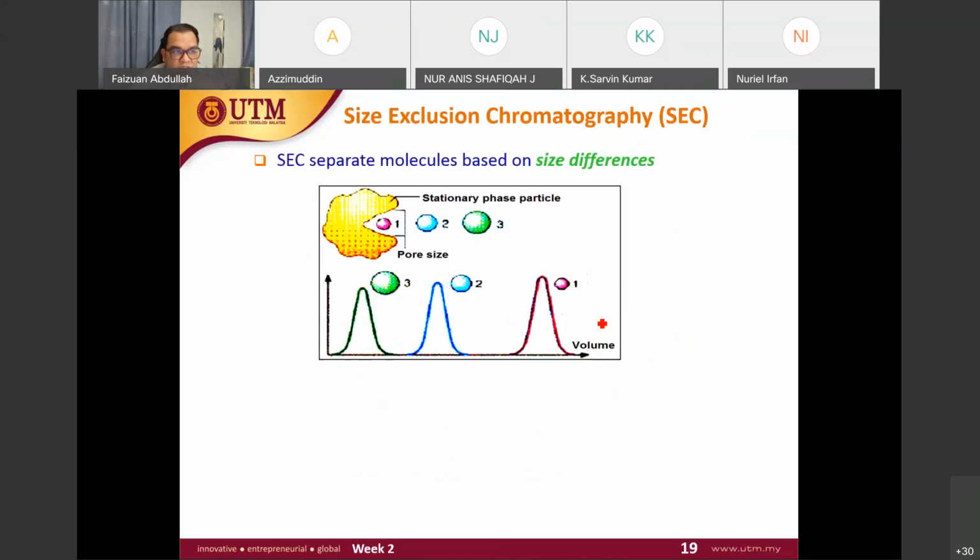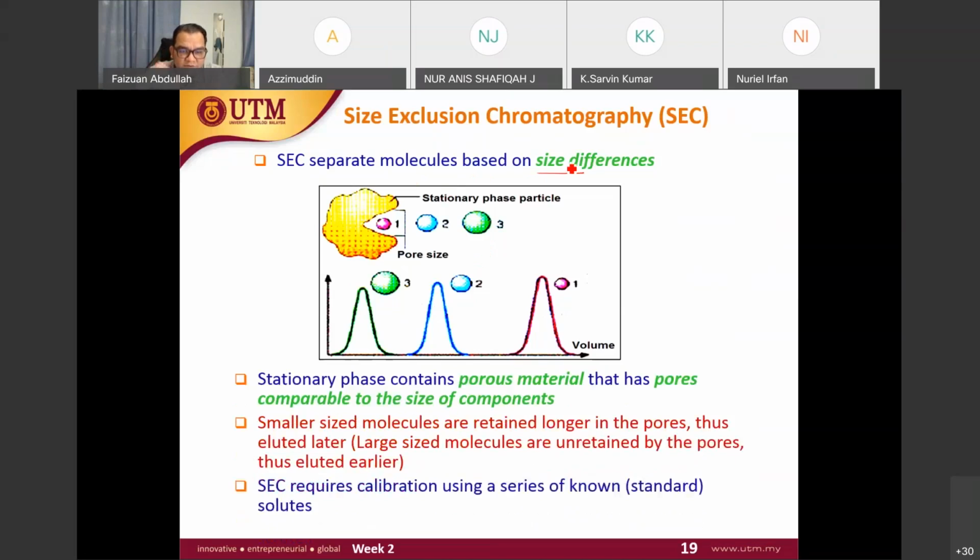Size exclusion chromatography, SEC, separates molecules based on the size difference. For example, this is a stationary phase, like a Pac-Man. We have played the Pac-Man game. We have now three different sizes of analyte.